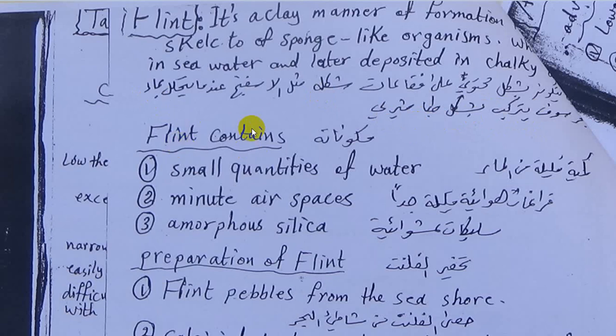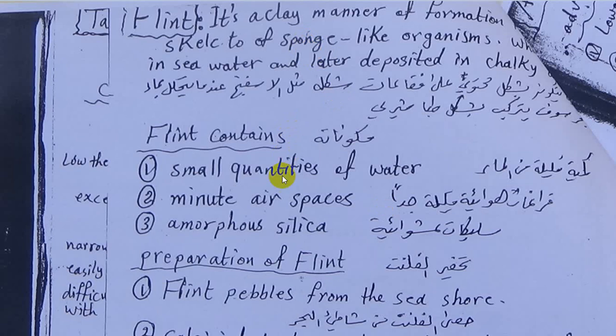The flint contains, يعني مكونات الفلنت، quantities of water كميات من الماء, minute air spaces فراغات هوائية, or let's just say air spaces only, and amorphous silica سيليكا غير بلورية. Now كلها تحفظ. They all should be strongly and profoundly memorized. This is the definition of the flint, and these are the constituents of flint, as you are all aware.